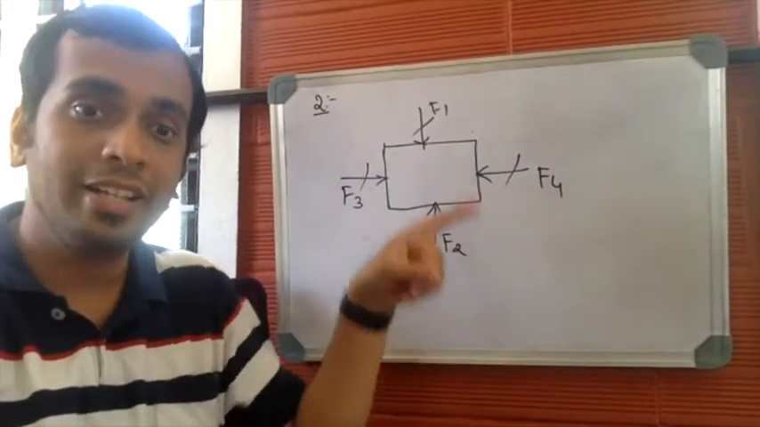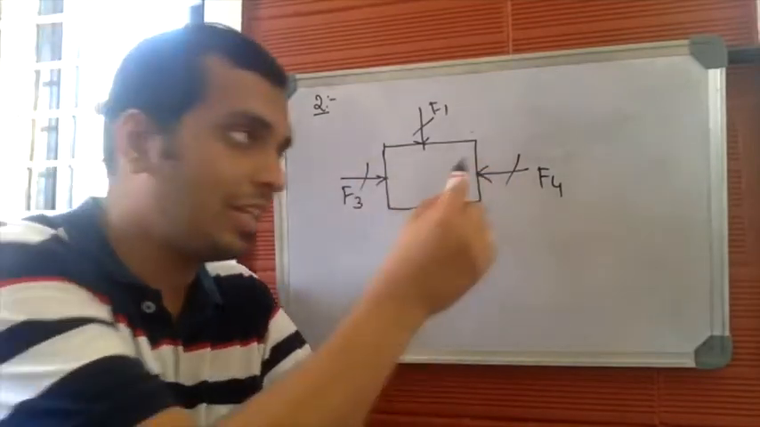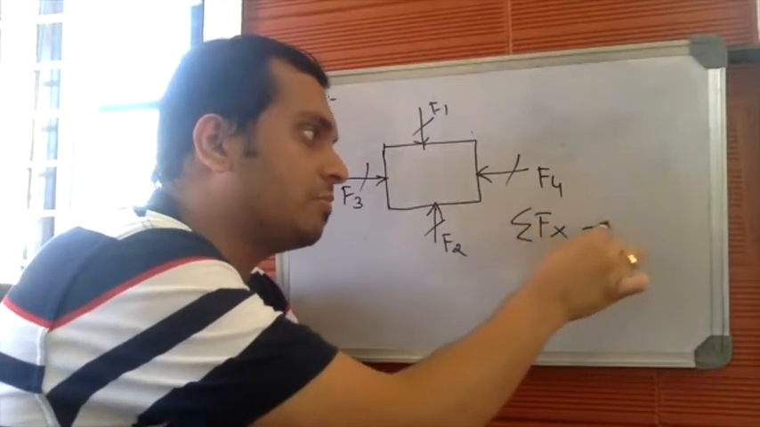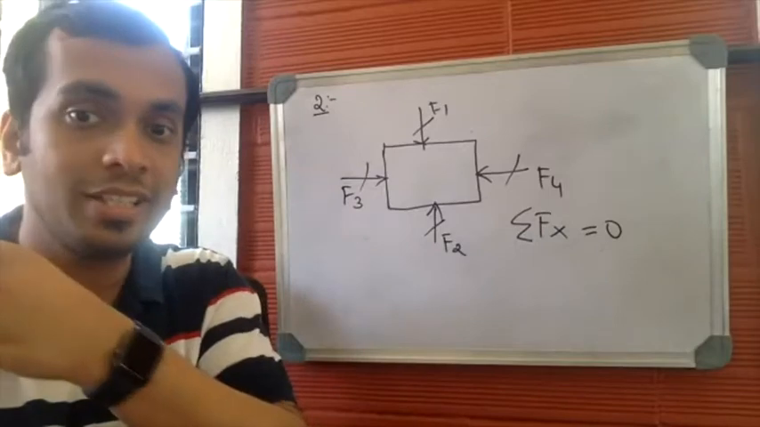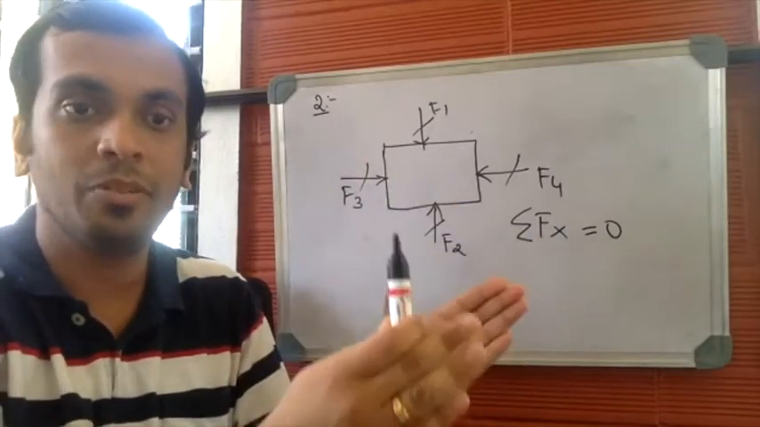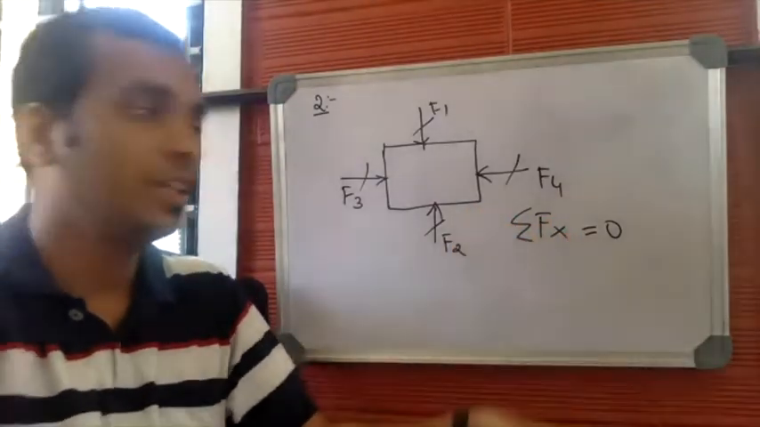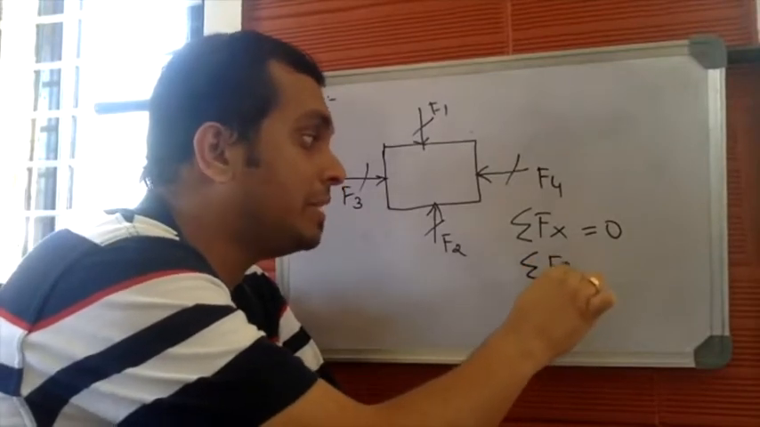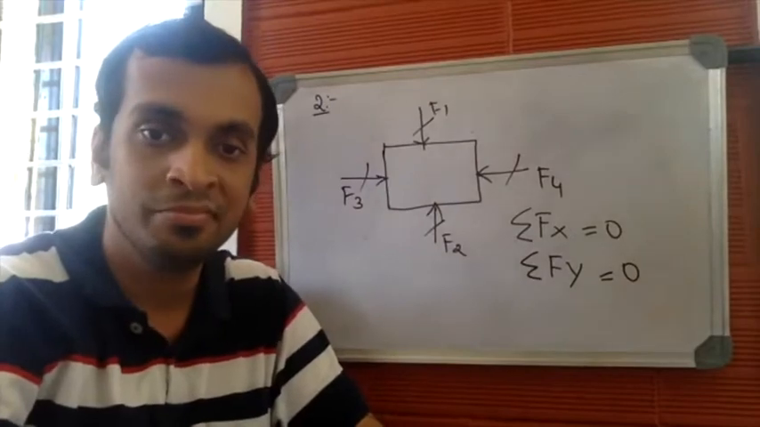Or we can write this particular concept in a better way. So all the horizontal forces cancelling each other can be written in this way: summation of all the forces along x direction should be equal to 0. Right? So all the horizontal forces cancel each other in order to keep the body under equilibrium. Summation of Fx should be equal to 0. Similarly, all the vertical forces cancelling each other can be meaningfully written in this way: summation of Fy equal to 0.